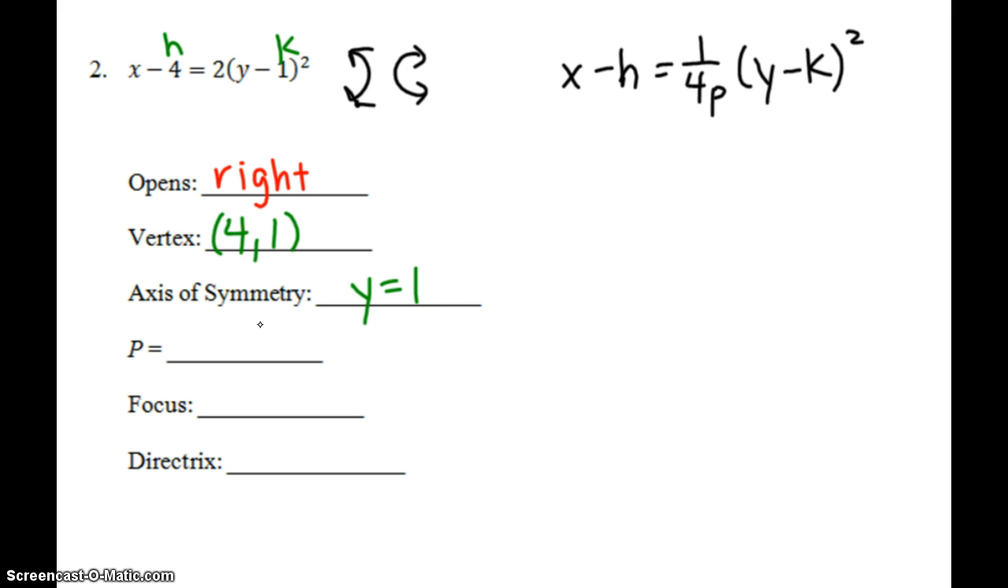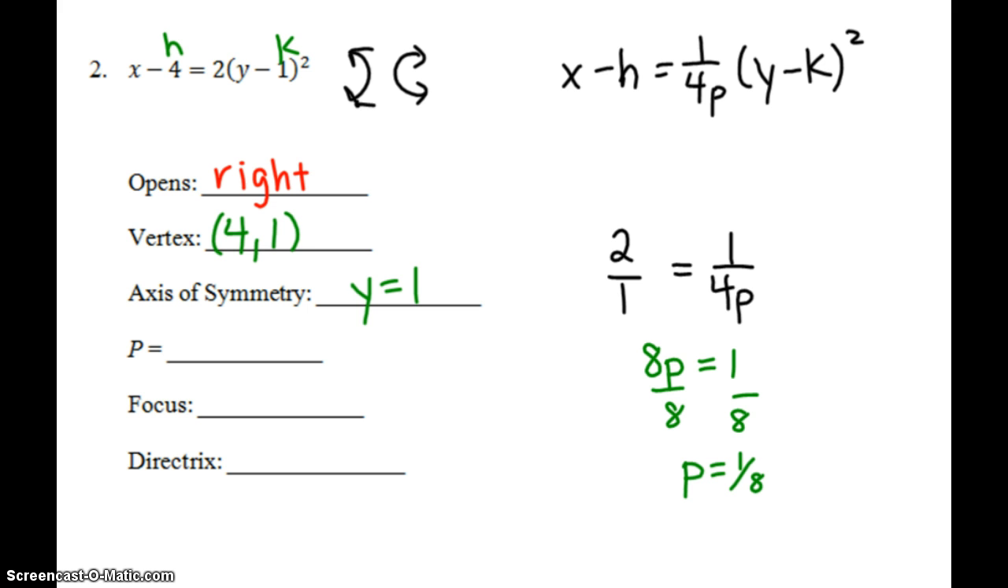Alright, now we need to find our p. Take your 2 and change it to a fraction, 2 over 1. This will help us whenever we solve by setting it equal to 1 over 4p. Cross multiplication says that 2 times 4p is 8p. 1 times 1 is 1. Divide both sides by 8. P equals 1 over 8. So that is our value there.